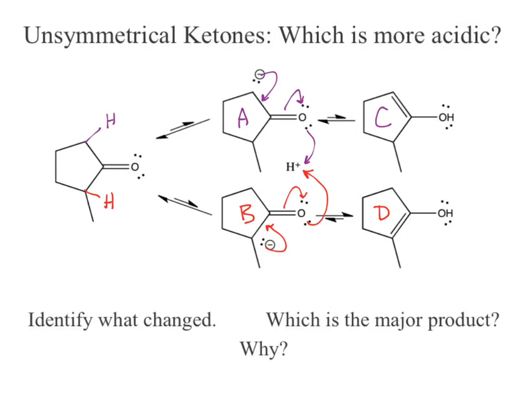So when we have an unsymmetric ketone, we want to pull off hydrogen from the most substituted position. That's where our enol is going to form, or our enolate is going to form, which will become relevant when we actually start to look at how we can react these enolate compounds, or these enolate structures. Okay?